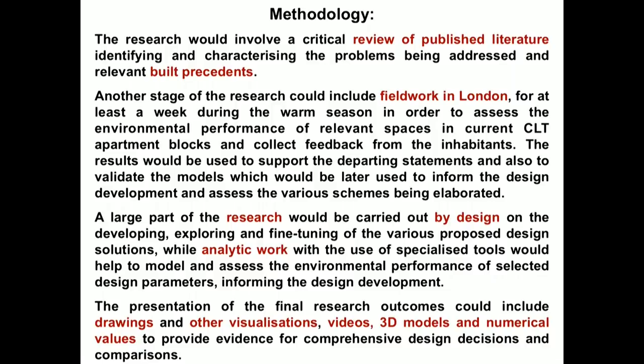For instance, some of the testing, instead of using simulation tools, could be using laboratory experiments, such as the wind tunnel, and could be carried out with a series of photographs or filming. And these filmings could also be included in the outcomes of this dissertation. It could also include 3D models, and of course, written and numerical values.